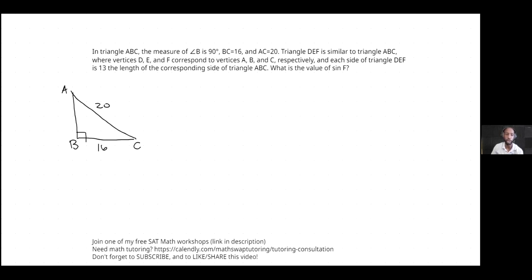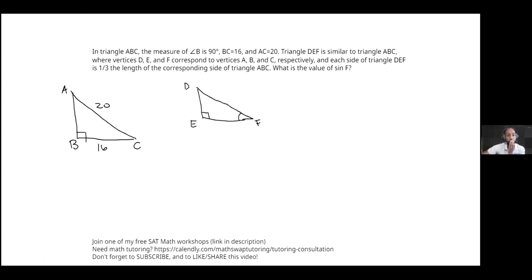Okay, so you have to remember a little bit of basic trig here too. So let's draw similar triangle DEF. The vertices correspond to A, B, C, so it's going to be D, E, F. And we want to find, with this angle here, the value of sine F. All right, so let's think about this.